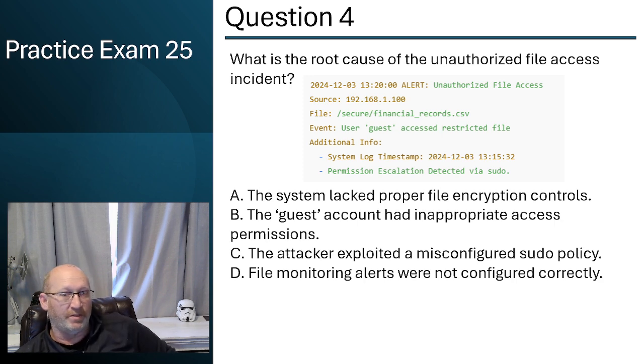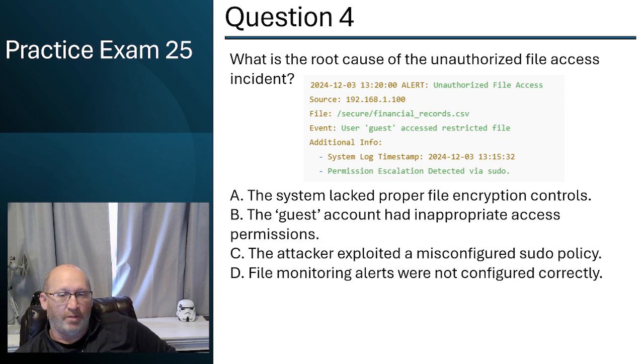I mean, could we encrypt the file itself? Yes, we could, but how often do we really do that? And so I would say that B is probably the better answer than A. C, the attacker exploited misconfigured sudo policy. We do see a sudo right there. Did they exploit it? I'm going to say C is another good answer.